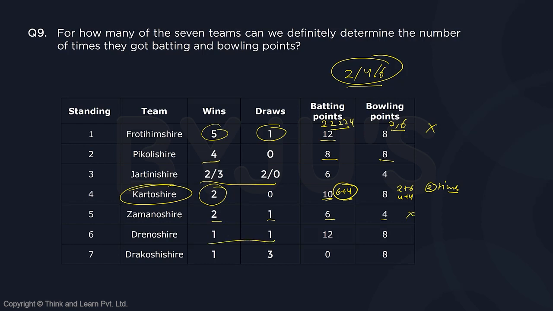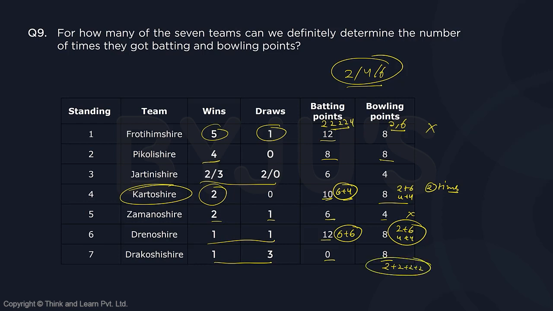Here we have only 2 matches. For 2 matches, sum 12 has to be 6 plus 6 only. There is no other chance. For 2 matches, sum of 8 can be the same case, 2 plus 6 or 4 plus 4. So here also I can find the number of times they got points. Here we have 4, this 0, and in 4 matches if I am getting 8 points, the only possibility is 2 plus 2 plus 2 plus 2.